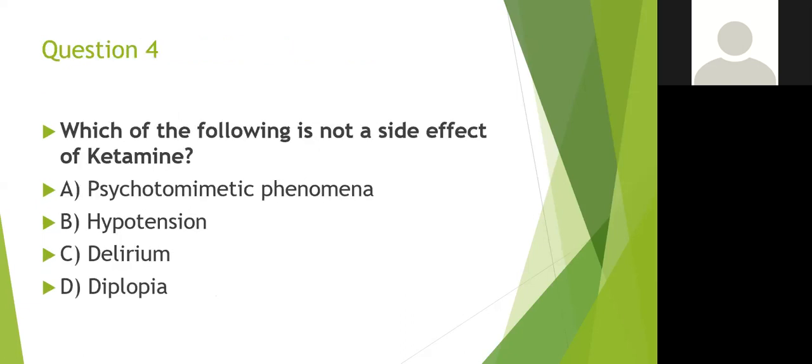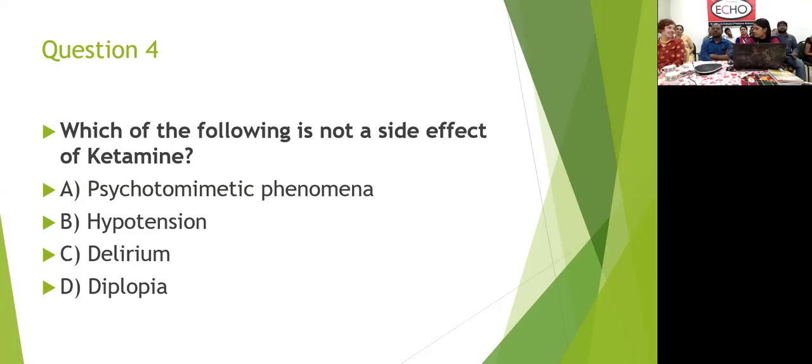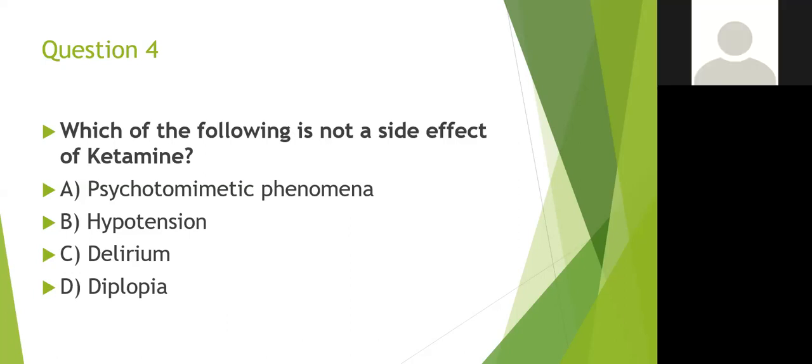Next slide. Okay, last question for the day. Which of the following is not a side effect of ketamine? Is it psychotomimetic phenomena, hypotension, delirium, or diplopia? Hypotension. Well done. Yeah, that's right. So basically, it causes hypertension and not hypotension.